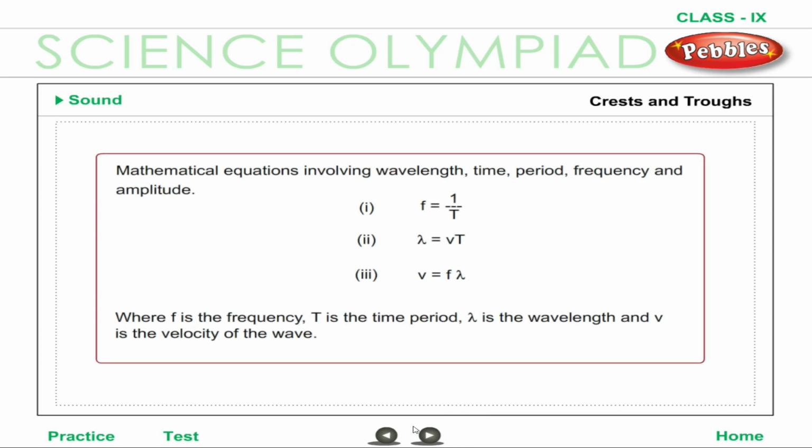Mathematical equations involving wavelength, time period, frequency and amplitude. f is equal to 1 by T. Lambda is equal to vT. v is equal to f lambda, where f is the frequency, T is the time period, lambda is the wavelength, and v is the velocity of the wave.